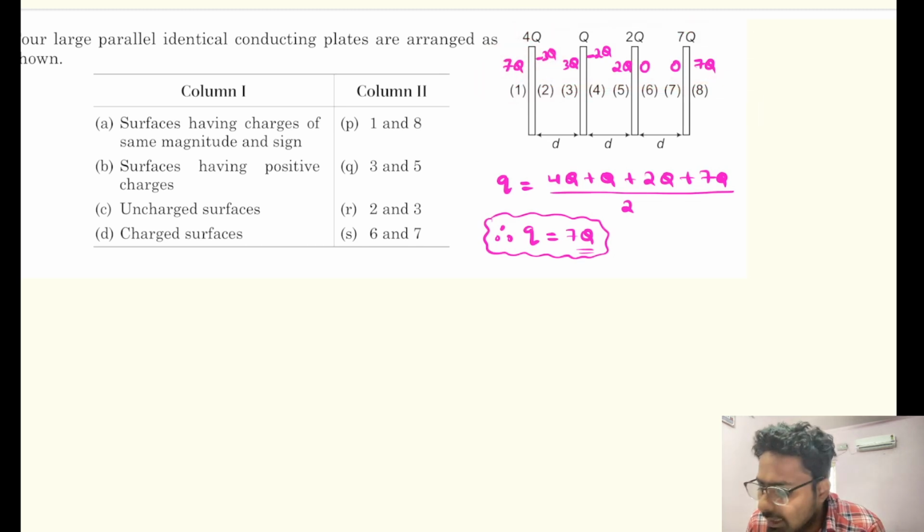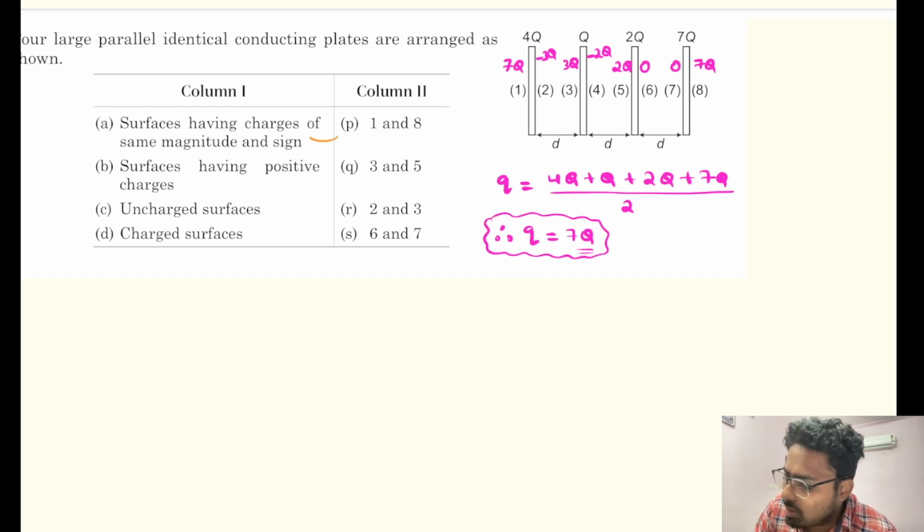Now they're asking for surfaces having charges of the same magnitude and same sign. Which surfaces? You can tell 1 and 8, right? Same magnitude and same sign. So the first answer is 1 and 8. Fine, understood, right?